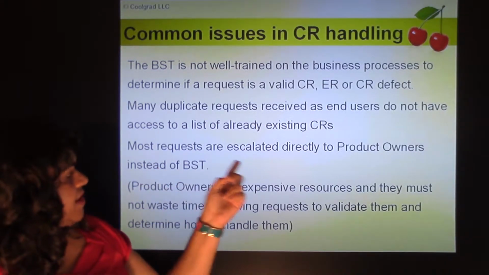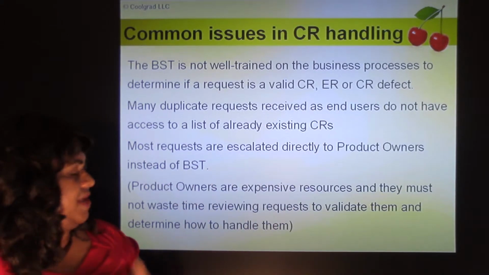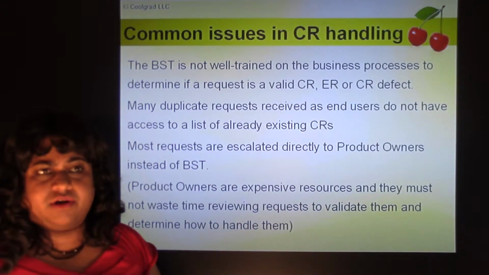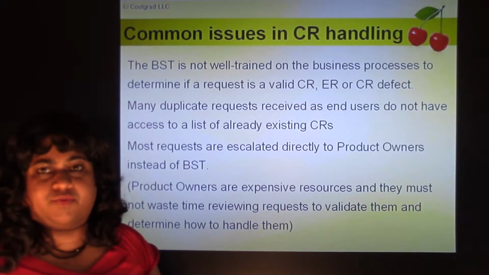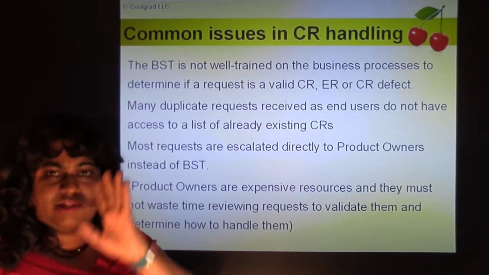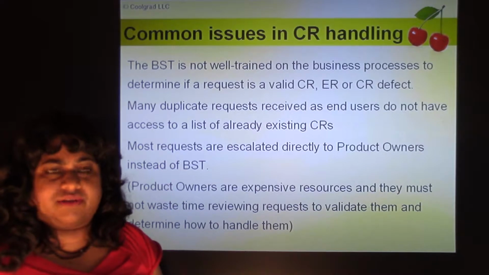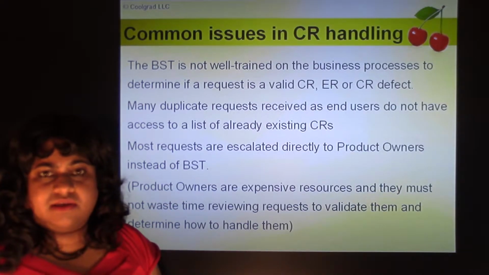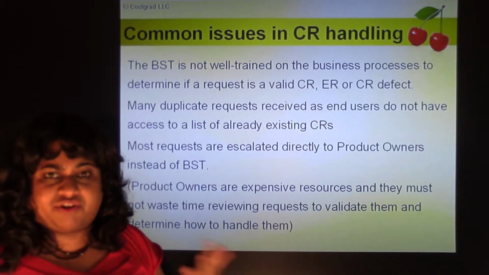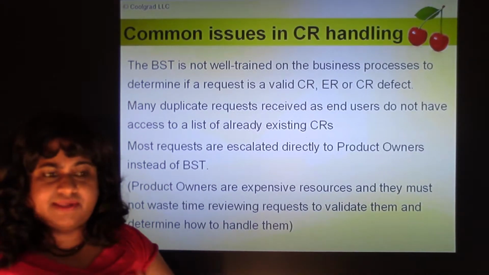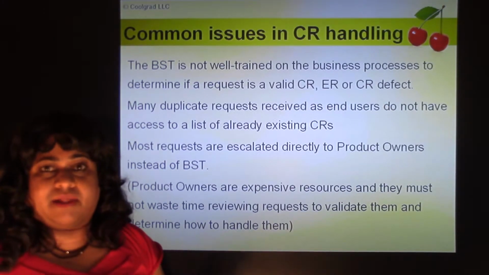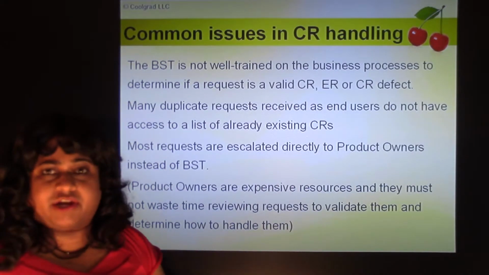Most requests are escalated directly to product owners instead of the BST. Suppose all these people are friends of the product owner, or they've known the business owner for 20 years or something. So they directly send emails or make phone calls to the product owners and business owners, and submit all these requests. And then what happens? It slips through the cracks. Sometimes the product owner forgets about them. They delete the email by mistake, or they just forget to act on it.